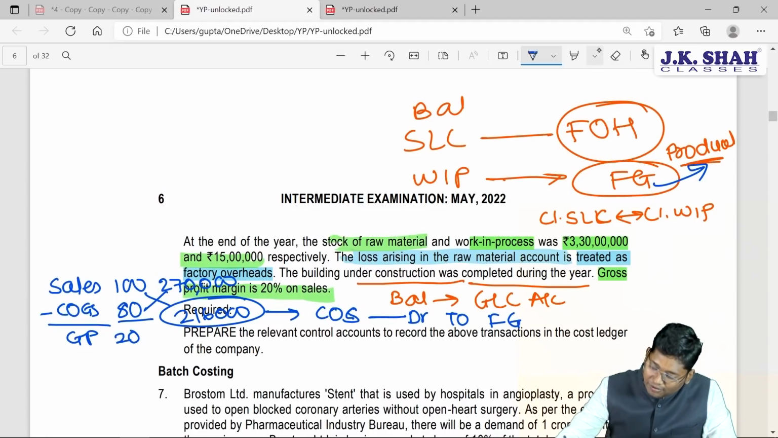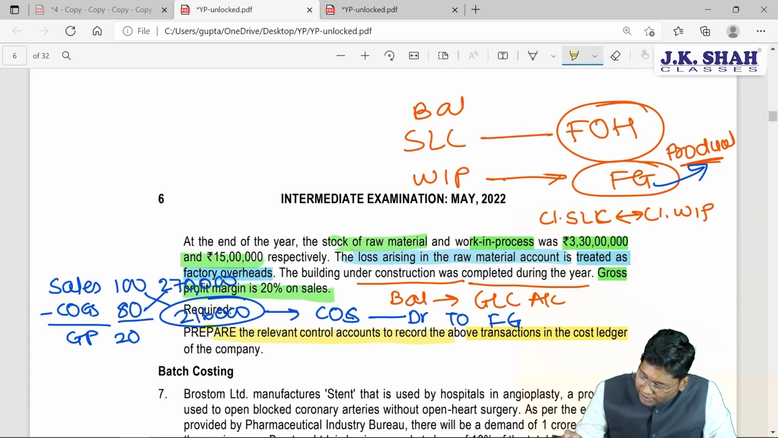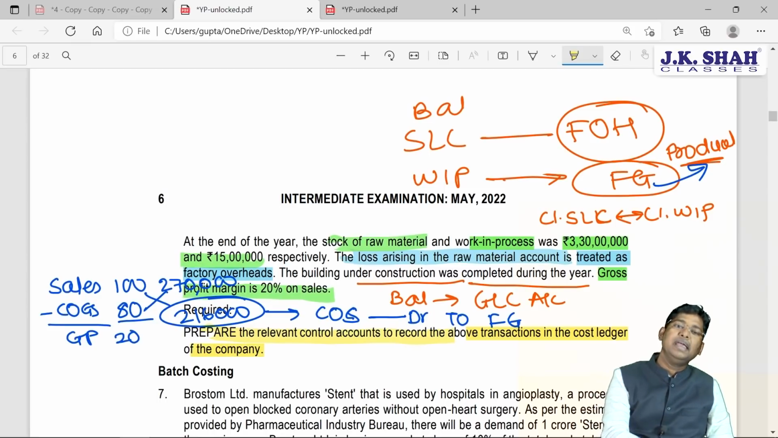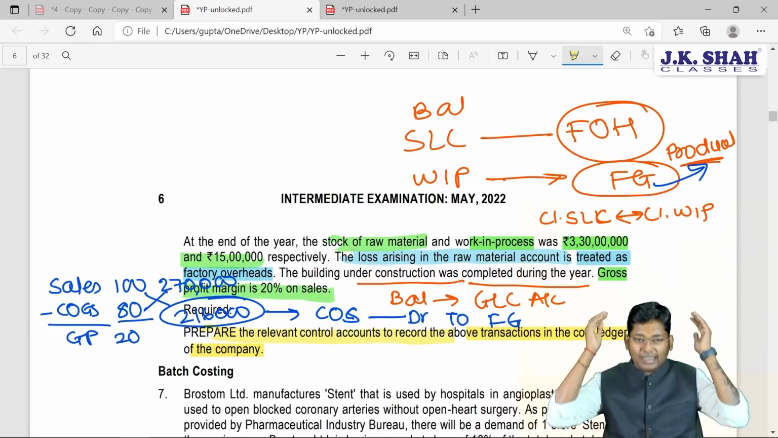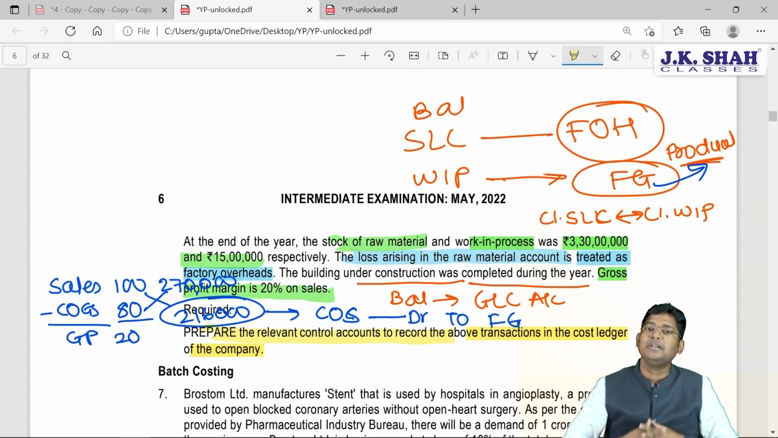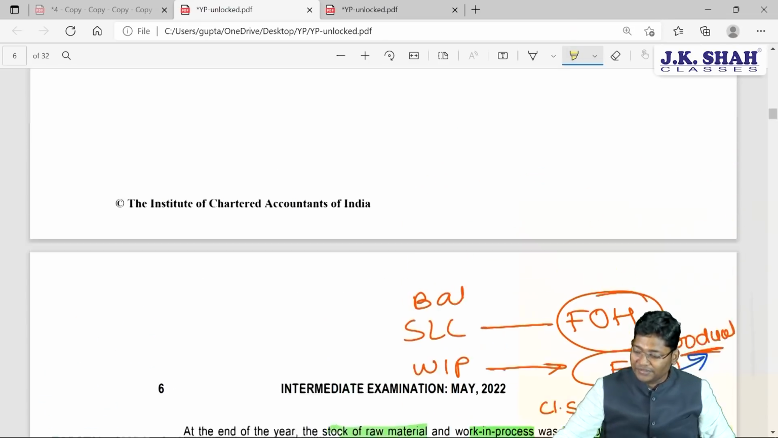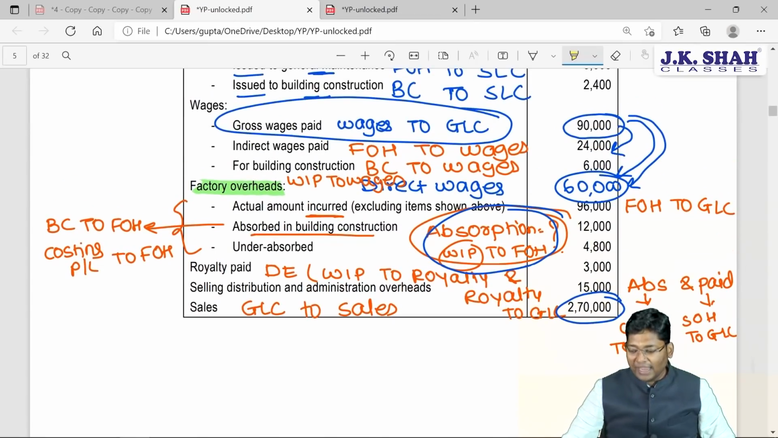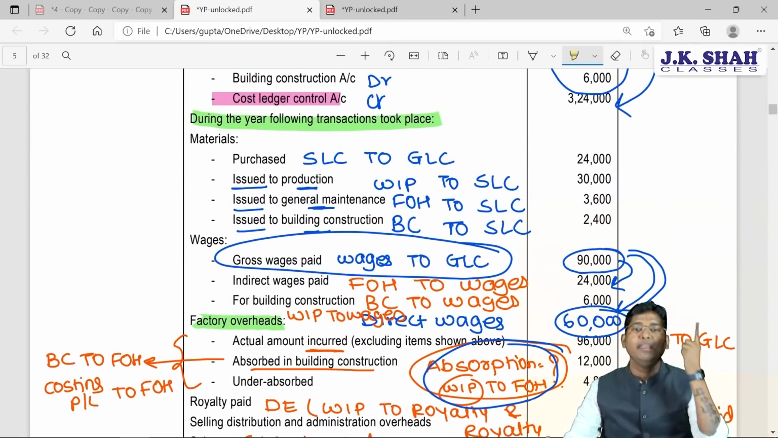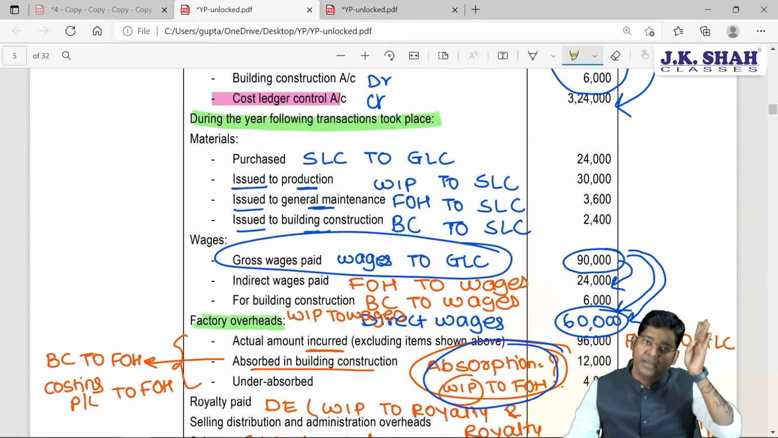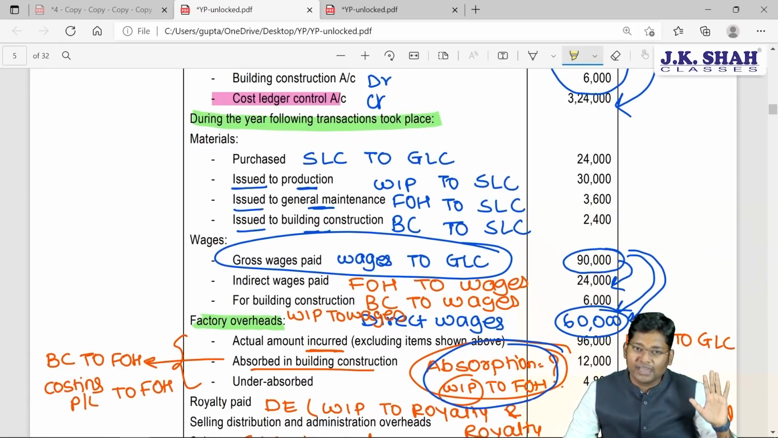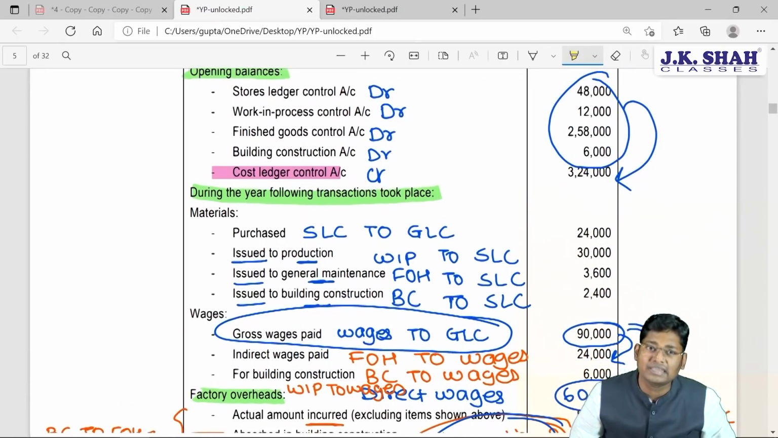So by using this particular information, the question is asking us to prepare relevant accounts to record the above transactions in the cost ledger control of the company, and this is the end of this particular discussion. Whenever you get 30 to 45 minutes, please remove 30 to 45 minutes from your busiest schedule and prepare all the necessary accounts, or you can refer to all these journal entries which I have recorded here, and cross check the double effects, whether these effects and amounts are appearing in the suggested answer or not. So this sum you are going to practice before examination for sure.